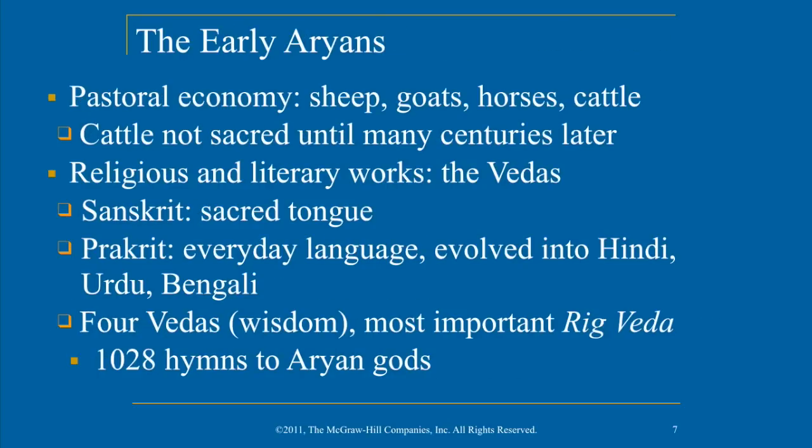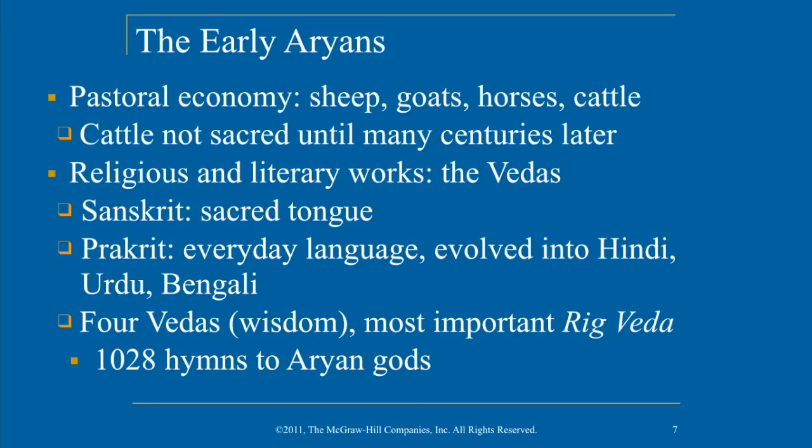This leads us to the early Aryans. They were a pastoral economy. They used sheep, goats, horses, cattle. Cattle will not become sacred to the Aryans until many centuries later. So today in India, cattle are oftentimes venerated, or they are seen as sacred, and they're not to be harmed, they're not to be hurt.